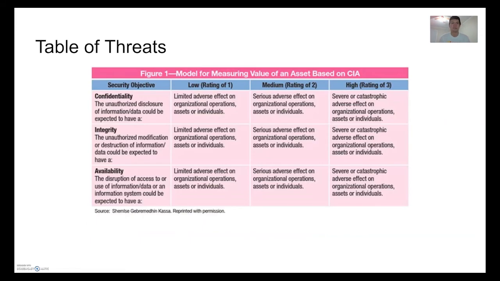And here's a table of the threats with the low, medium, and high, or like I called it, the severe rating, and how it deals with the confidentiality, integrity, and availability of a network.